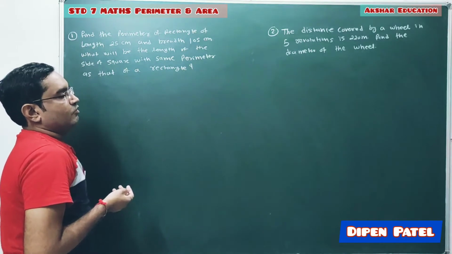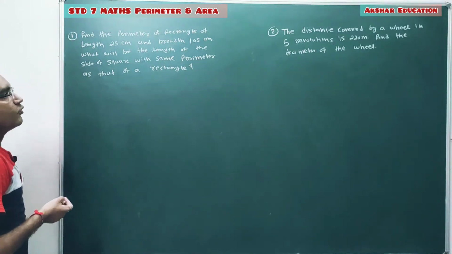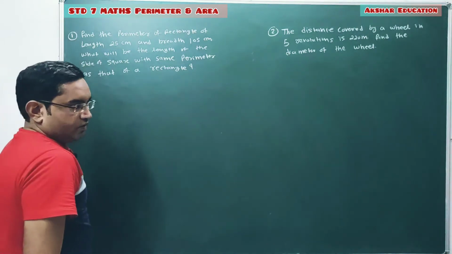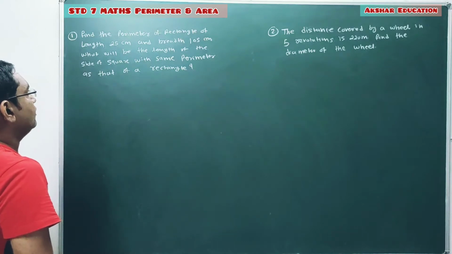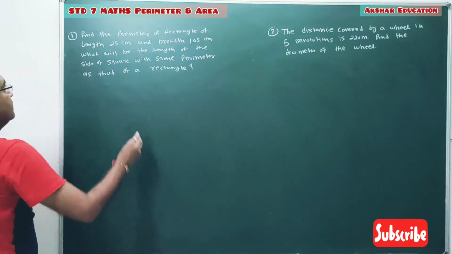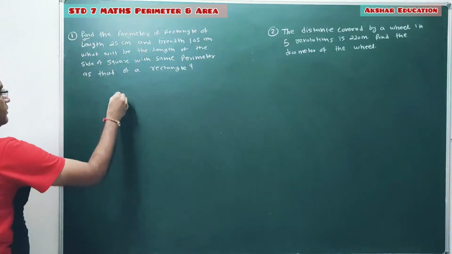सॉल्यूशंस ऑफ वर्ड प्रॉब्लम्स बेस्ड ऑन पेरीमीटर एंड एरिया। सो क्वेश्चन नंबर 1, रीड द क्वेश्चन। Find the perimeter of a rectangle of length 25 cm and breadth 105 cm. Find what you have to find: perimeter of rectangle.